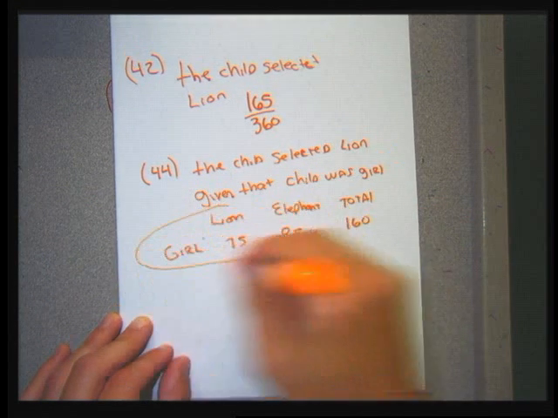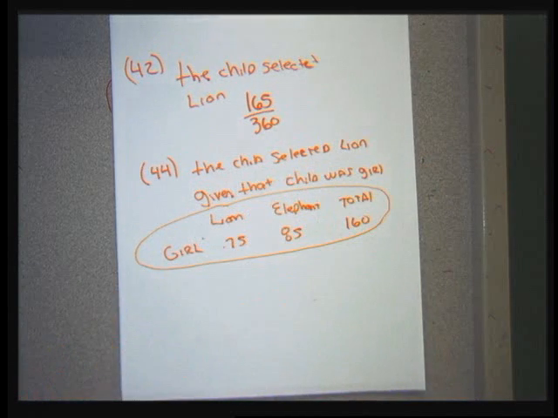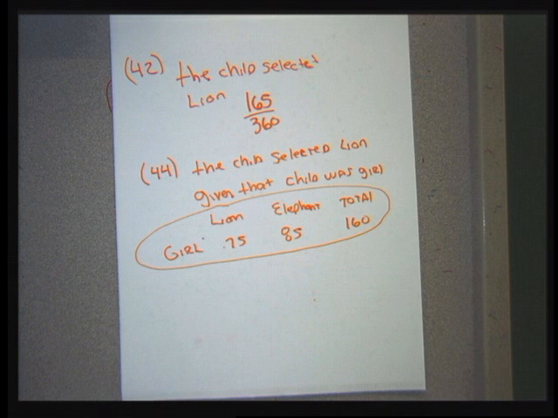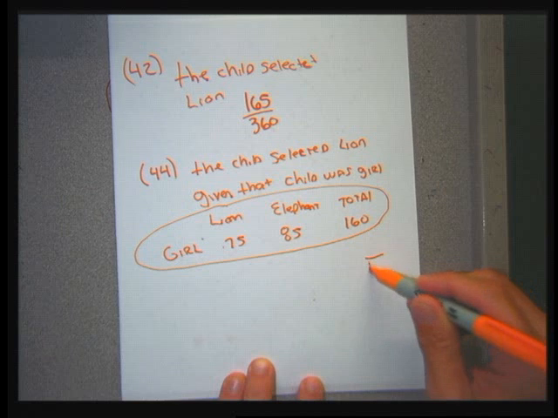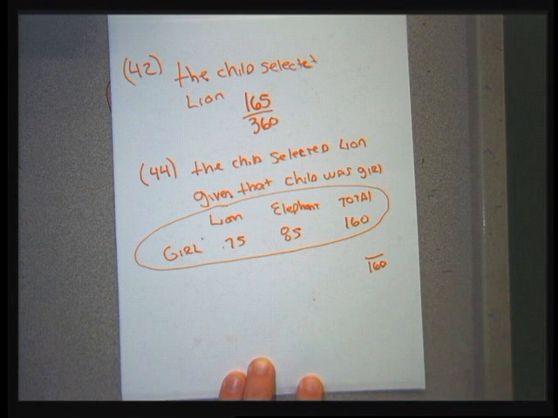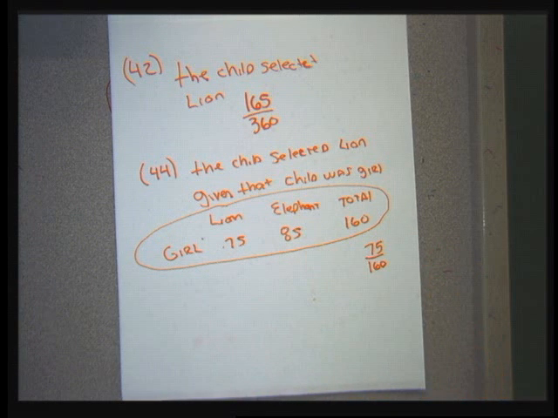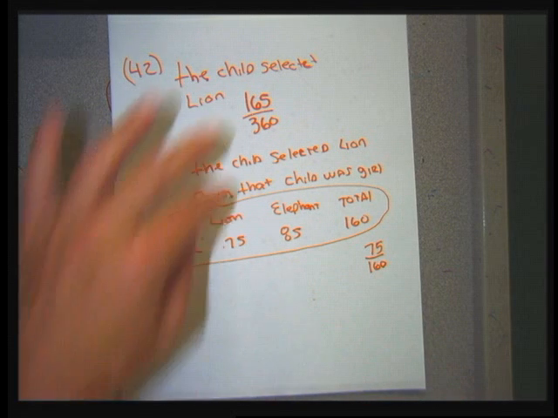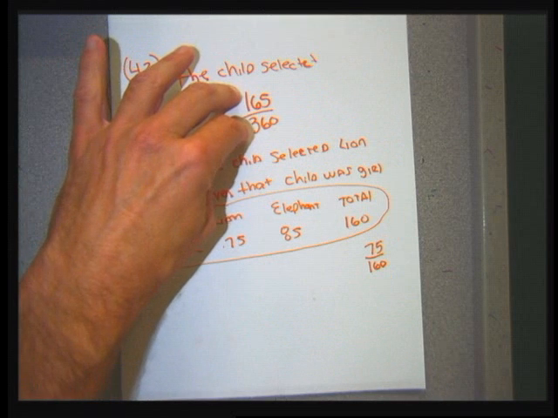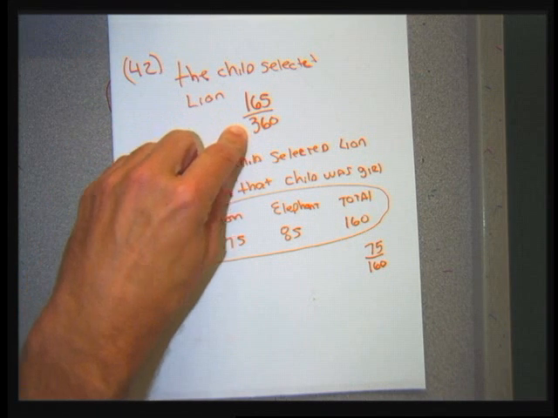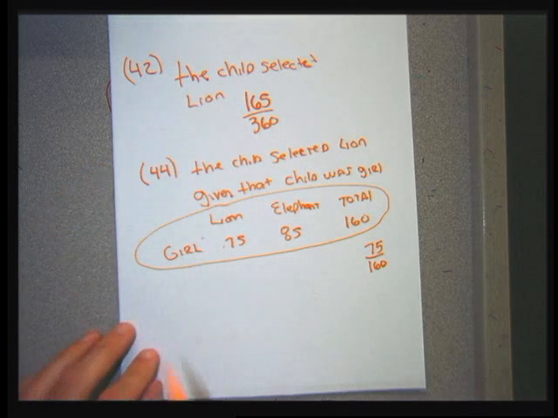So when I go to answer question 44, I'm only worried about this part of the sample space because I know for sure that the child selected was a girl. The denominator for this probability is going to be 160 because there were 160 girls that were surveyed. The numerator is going to be the 75 girls of the 160 that preferred a lion. So the given that restricts the portion of the table that I'm looking at to contain the given information. For 42, because it didn't have a given that, I looked at the entire table: 165 of the 360 children wanted a lion.